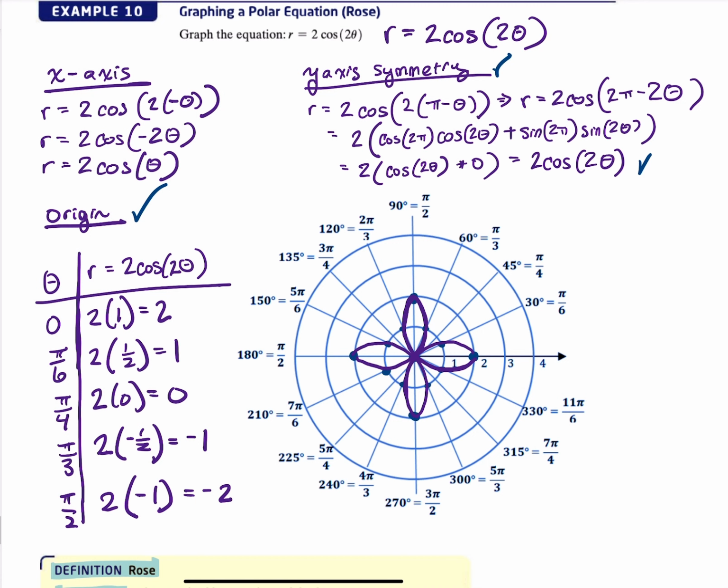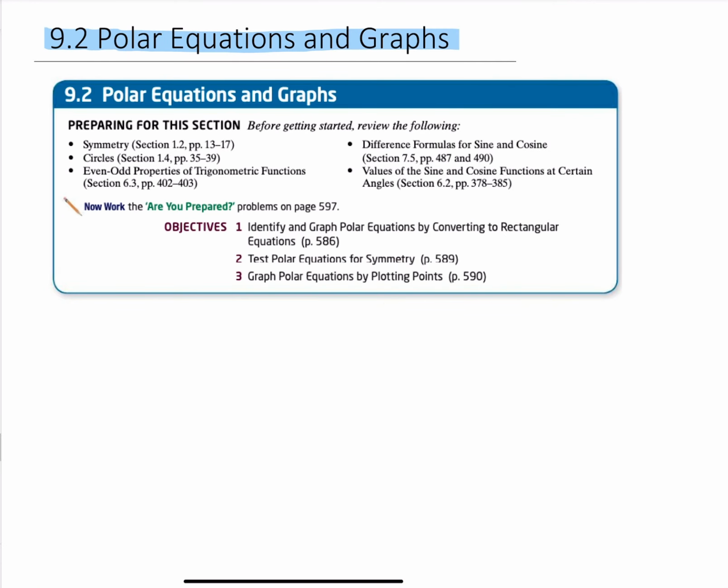All right, that completes our section on graphing polar equations. We did some conversion to rectangular equations, and that was useful for lines and circles. But then we used this method of plotting points and then using symmetry. This third section, we didn't have a specific example. It says, oh no, I'm sorry, we tested polar equations and then graphed by plotting points.